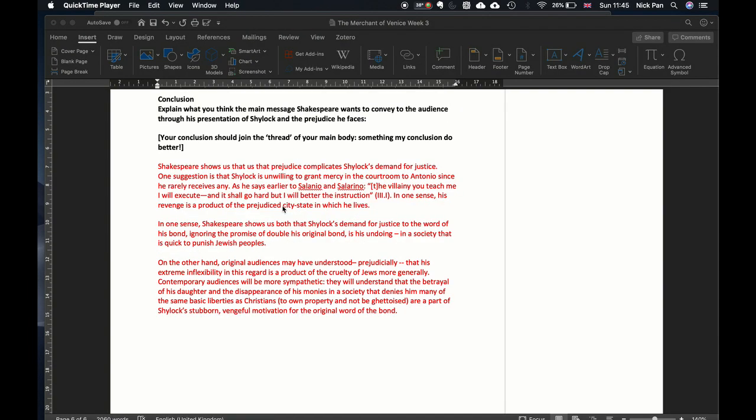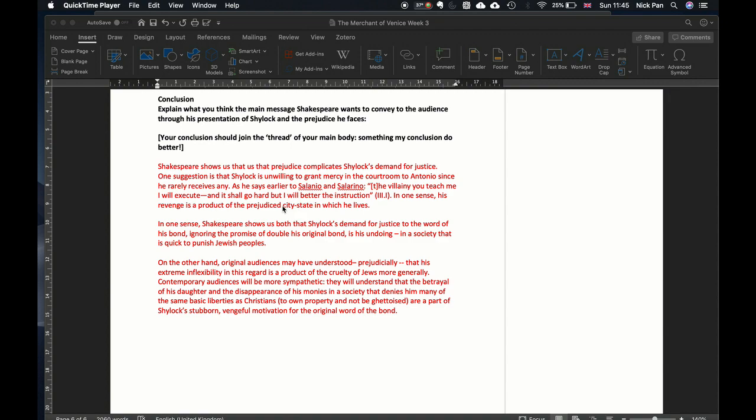Having offered an introduction, a main body, and a comment on context, we now need to offer a conclusion, tying up decisively, summarizing what we said in the main body, connecting it, but also saying something a bit new, explaining what we think ultimately overall the main message Shakespeare wants to convey to the audience through his presentation of Shylock and the prejudice he faces is.